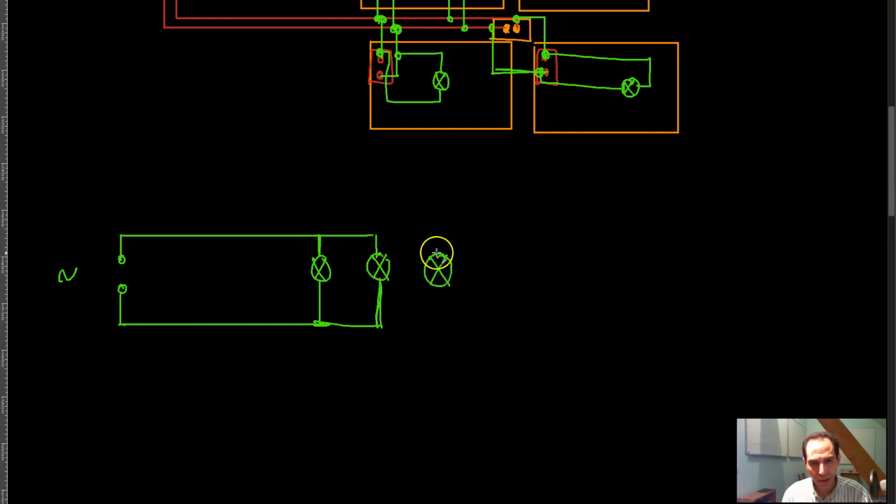I have another lamp for another room. I connect it to the same 2 wires. I have another lamp for another room. I connect it to the same 2 wires. And then I will end up with a parallel circuit, right?